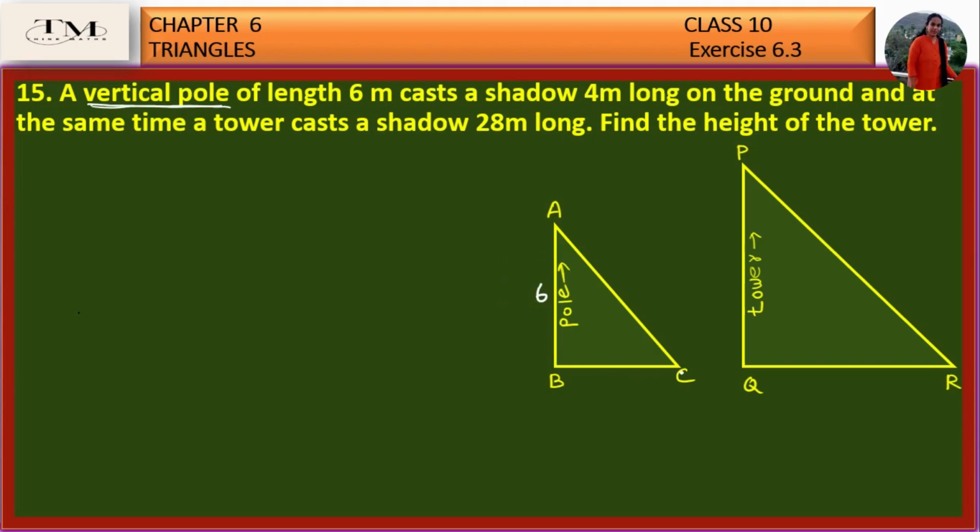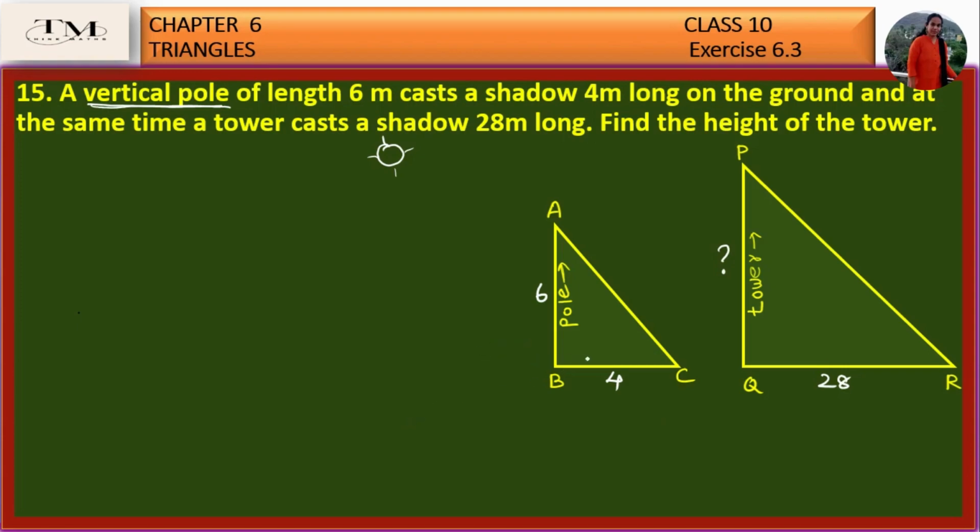So this is the shadow BC. It is 4 meter long on the ground. And at the same time, so if the sun is here, okay, so this casts a shadow. The shadow is 4 meter for the pole and at the same time the tower. So tower will also be standing straight. So it casts a shadow 28 meter long. We have to find out the height of the tower.